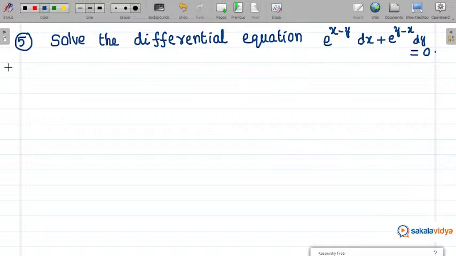Okay, let us try to solve it. If you want to solve it on your own, just do one thing.